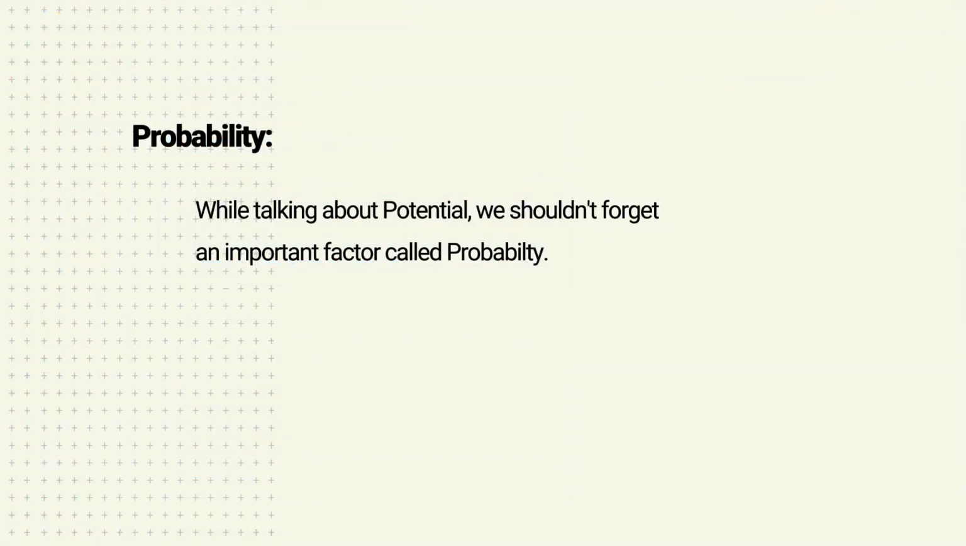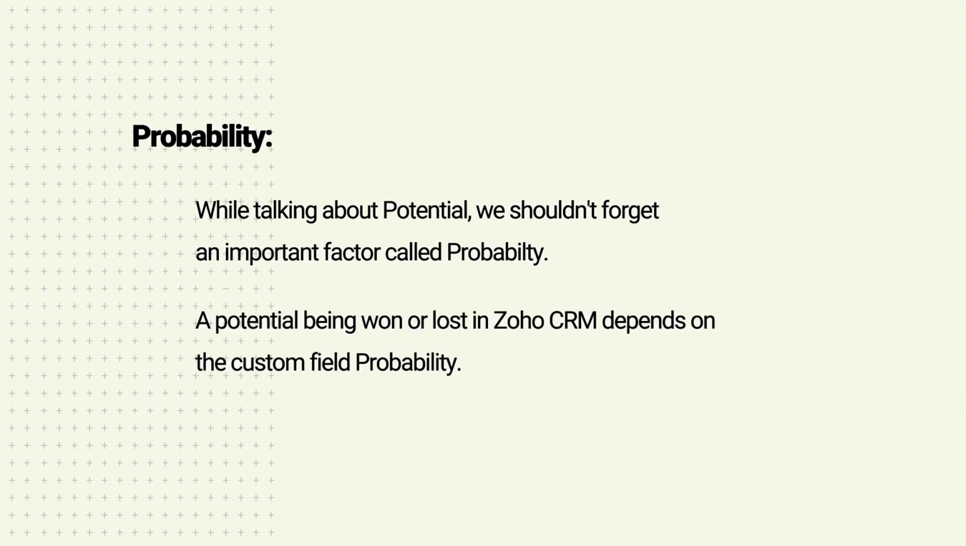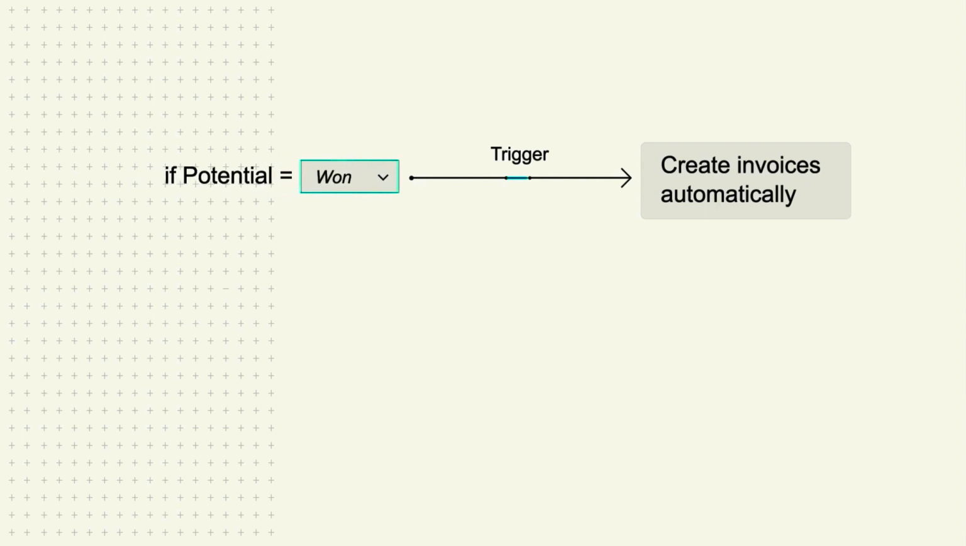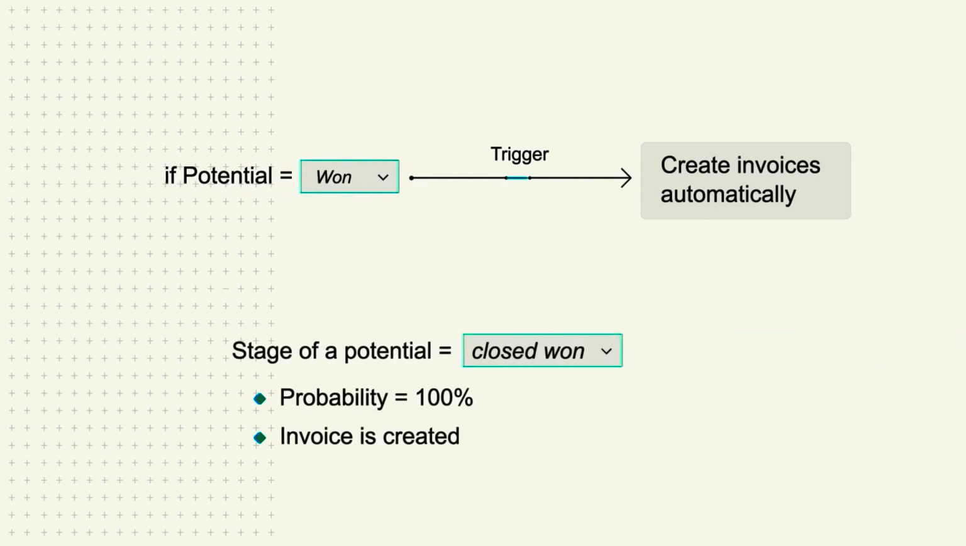While talking about potential, we shouldn't forget an important factor called probability. A potential being won or lost in Zoho CRM depends on the custom field probability. Let us try to understand this with a simple example. Suppose you have set the trigger to create invoices automatically when the potential is won. Now, if the stage of potential is marked as closed won in Zoho CRM, the probability changes to 100 and invoices created in Zoho Books.